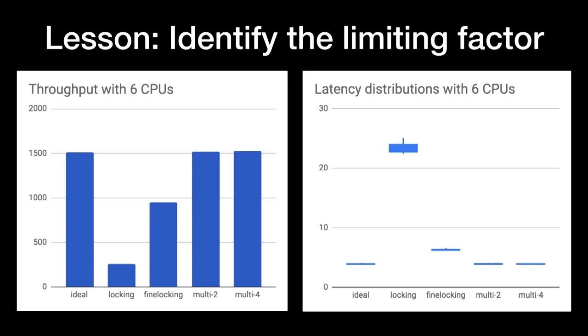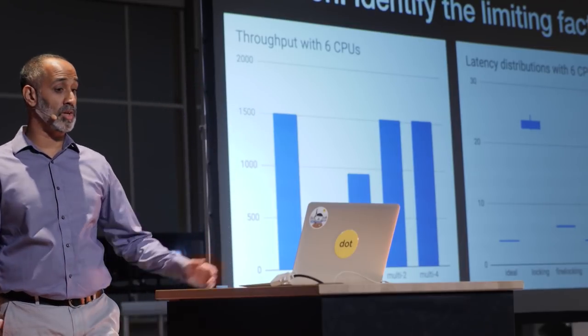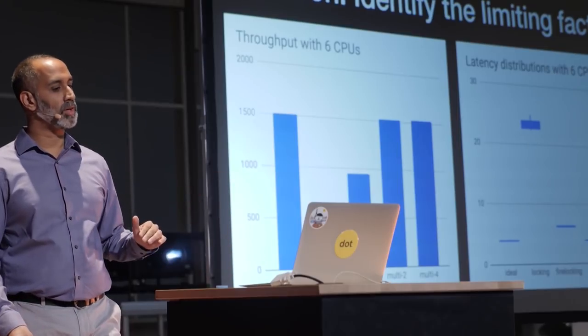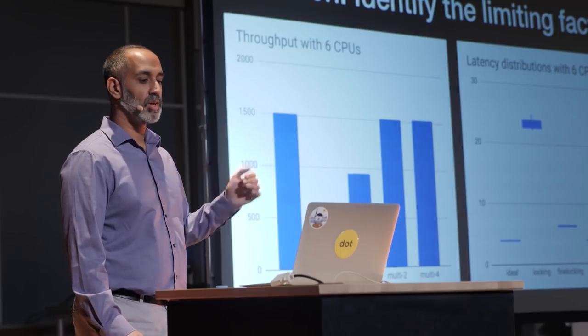So for example, the whole kitchen locking scenario has a throughput of just 250 lattes per second, and the latencies span between 22 and 25 milliseconds, with most of them falling between 23 and 24 milliseconds. You can see that the whole kitchen locking has much lower throughput and much higher latency than our ideal implementation. The fine-grained locking implementation does better, peaking at around 1,000 lattes per second due to the structural limits we saw earlier. We overcome the structural limit by adding more capacity, that is, more coffee machines. With two of each machine, we achieve ideal performance.